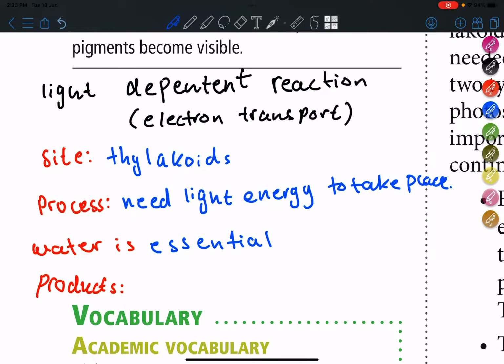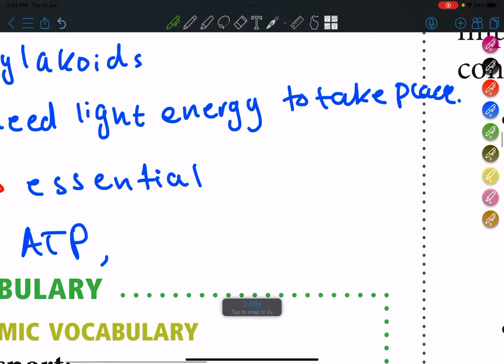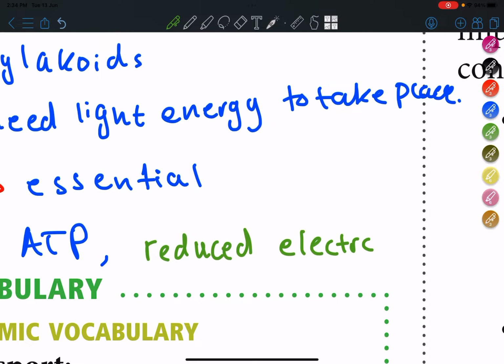What are the products of this reaction? The products are, you have the energy store molecule ATP, and you have the reduced electron carrier NADPH. And I'll just explain why we say reduced. So when we say reduced, I'll just write it down here. So reduced electron carrier.